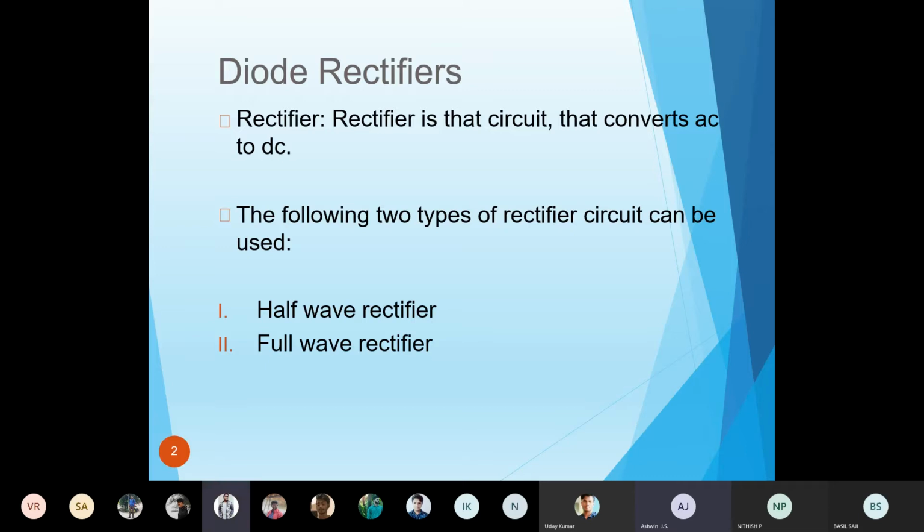Can you tell any example of converting AC into DC that you are using in day-to-day life? Battery chargers, mobile chargers, laptop chargers, converters and inverters. So what action is the inverter doing? From the battery, power is applied to your home appliances. So it is doing quite the opposite action, like DC to AC. Rectifier will do the operation of AC to DC.